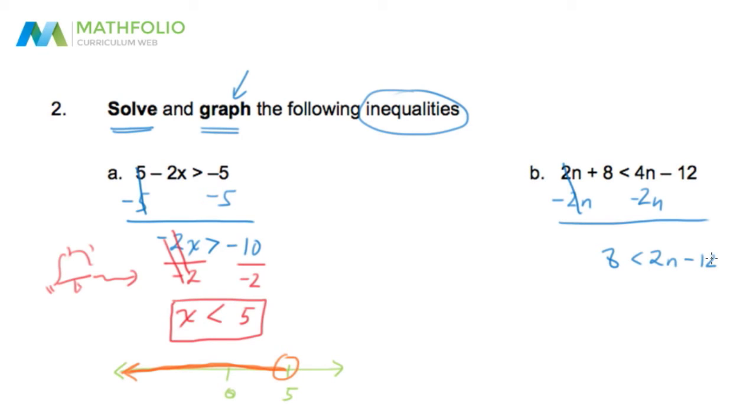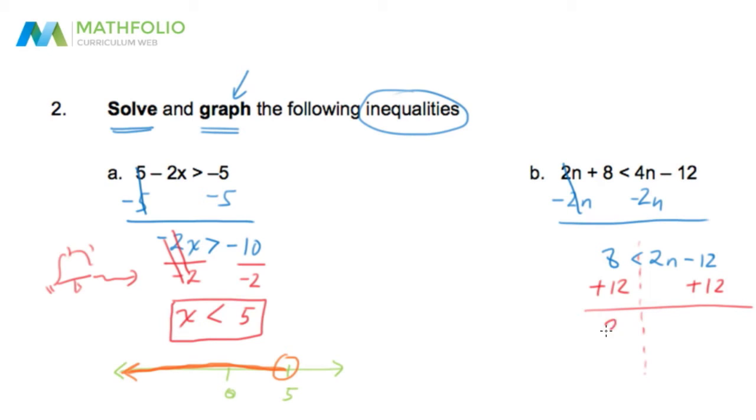So now this is like a two-step inequality. So I've got to think what's happening to the n. So it's being multiplied by 2, and then 12 is being subtracted from it. And so I'm going to do the inverse of the last thing that I said, which was subtract 12. So I'm going to add 12 to both sides. You could put your dotted line if you wanted to and it helped you.